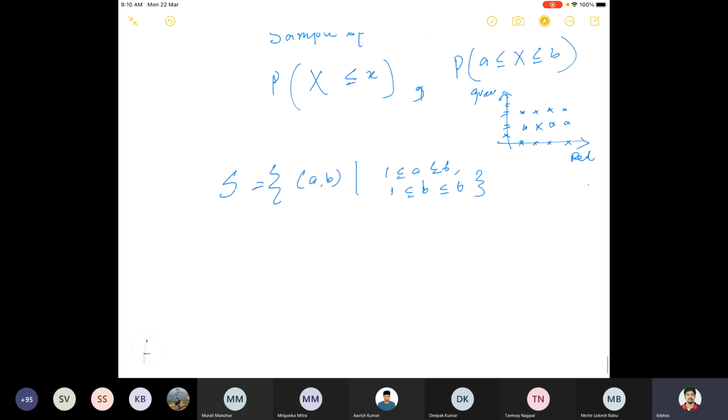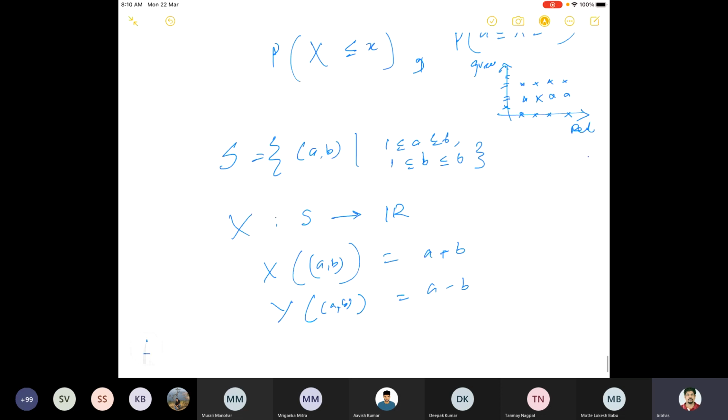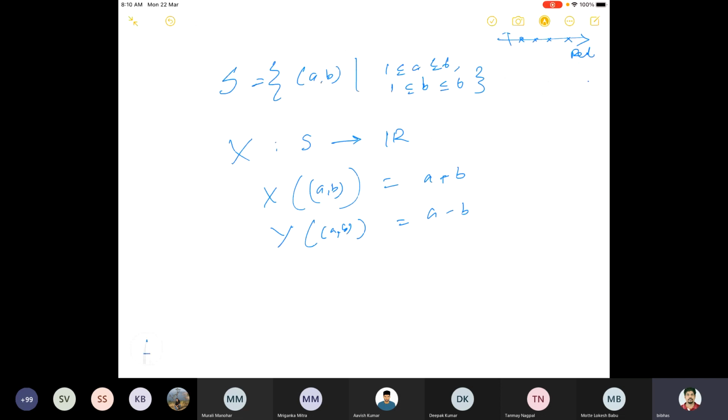And then we define what is called X, which is a map from S to R. Say X is defined by X(a, b) equal to a plus b, the sum of the numbers shown on the dice. So this is one random variable, but you can, of course, define multiple random variables. For example, you can define another random variable, like a minus b or a times b, and so on.